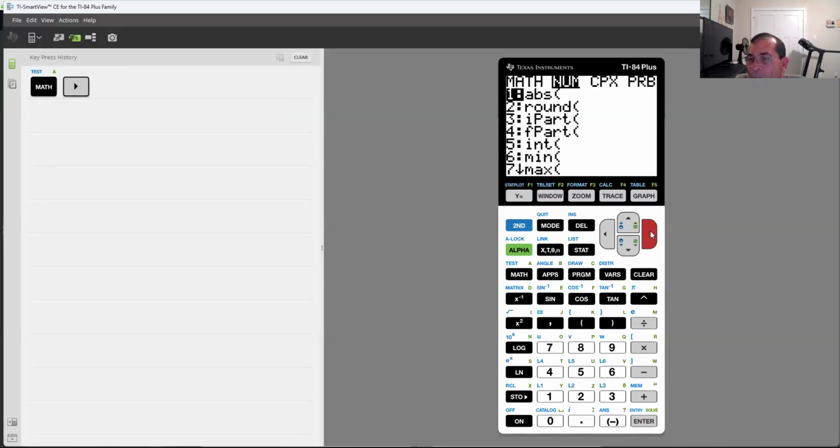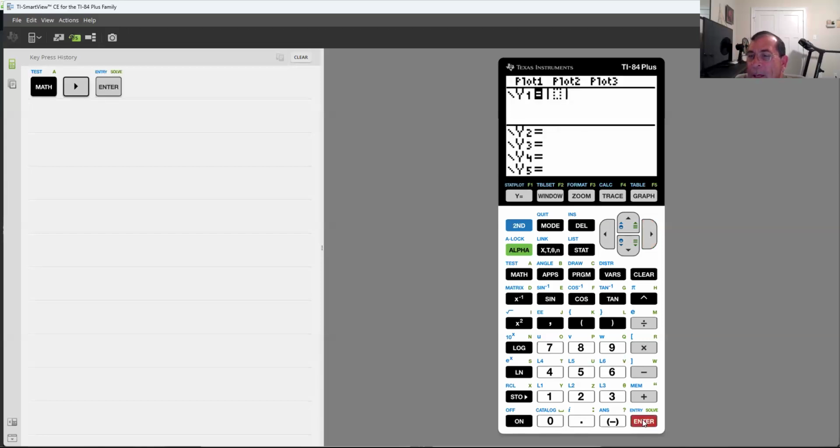Y'all look at number 1. What's it look like? ABS. Guess what that is? Absolute value. When you hit enter on that, it puts the brackets on the screen for us. And what do we have inside? We had an X plus 4. And then I'm just going to arrow out. Okay, so remember, math, and then highlight number, and it'll be choice number 1, ABS.